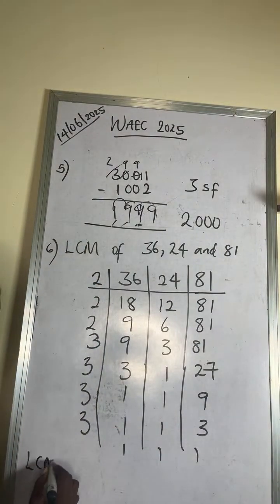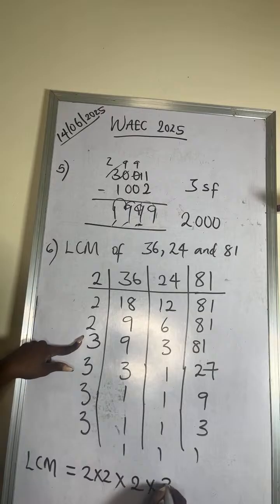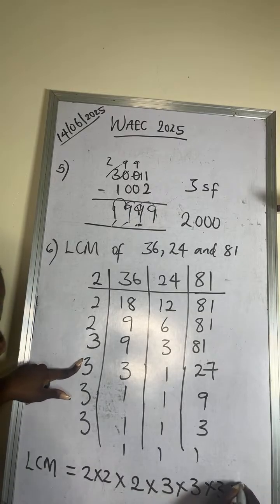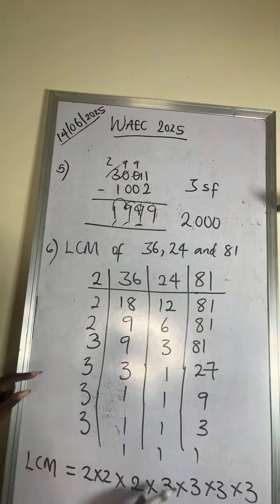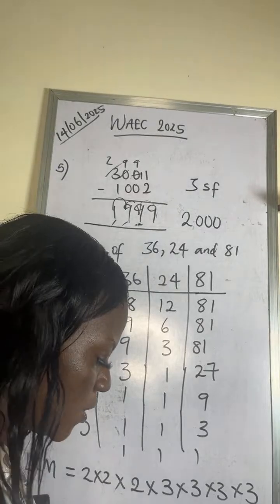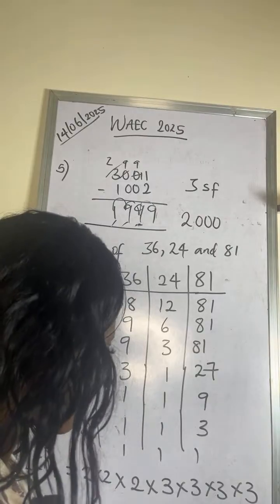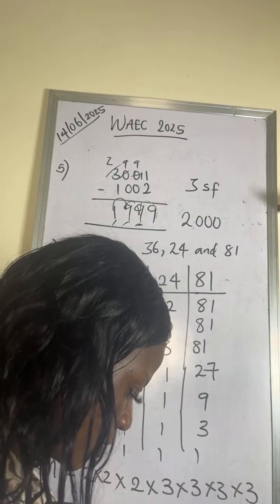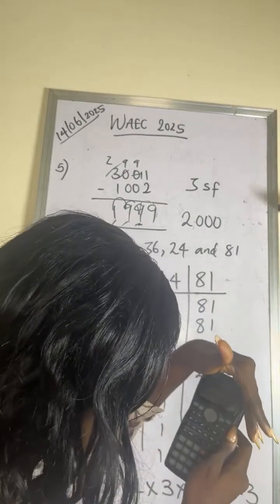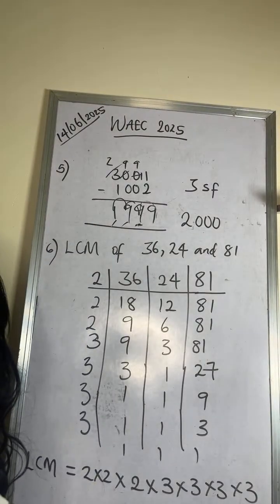So you come here and say the LCM is 2 times 2 times 2 times 3 times 3 times 3 times 3. Be sure that you have three 2s and four 3s. You could use your calculator just so you're fast. You're faster once you have a timer. So this gives us 648. Let's check if the option is there in the question, and then we move on to the next question.